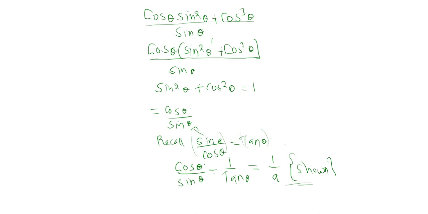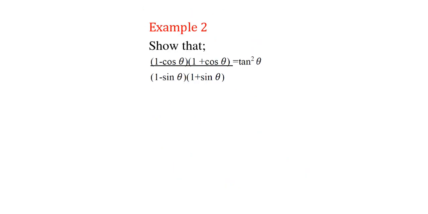Now we go to example 2. In example 2, we are told to show that 1 minus cos theta into brackets 1 plus cosine theta over 1 minus sine theta into brackets 1 plus sine theta, all that is equal to tan squared theta.